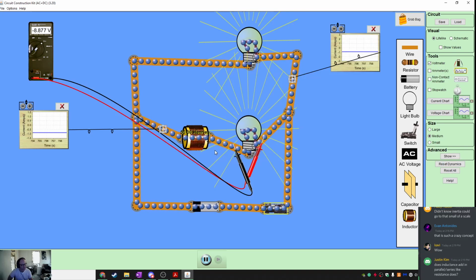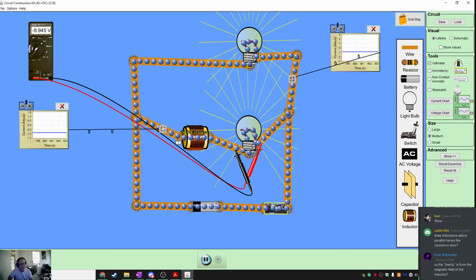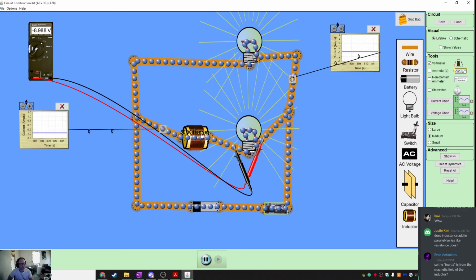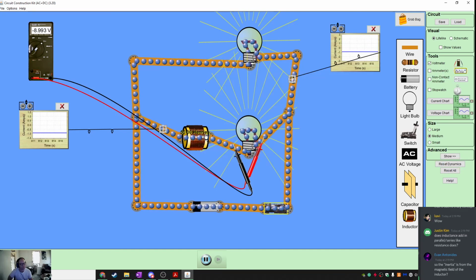Does inductance add in parallel? Yeah, it does actually. If you put 2 inductors in series, it's going to add them. So I could increase the inductance here by a factor of 2 by just putting another one in series, and I believe parallel inductors also follow the same rules, yeah. So the inertia is from the magnetic field exactly of the inductor.